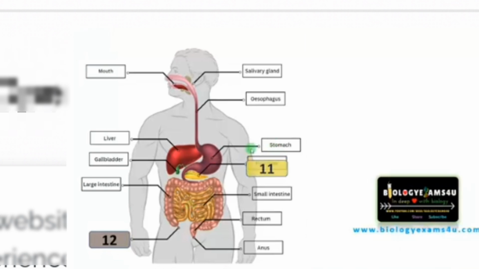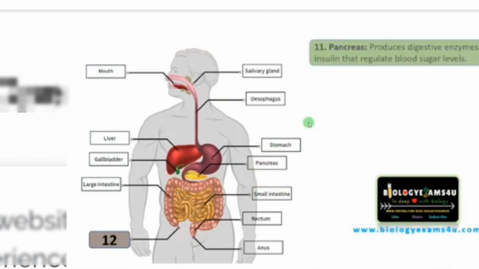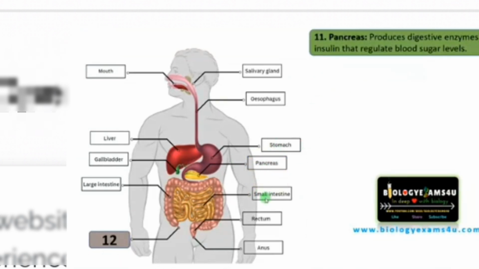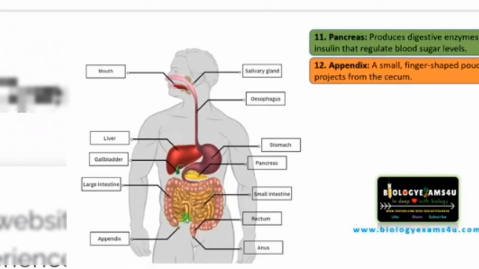And the next structure is the pancreas, which is a gland that produces digestive enzymes and bicarbonates, which help to digest carbohydrates, proteins, and fats. It also produces insulin, a hormone that regulates blood glucose levels. And the final structure is the appendix, a small finger-shaped pouch that projects from the cecum. The exact function of appendix is not known, often considered as a vestigial organ. So these are the major structures or organs involved in digestion.